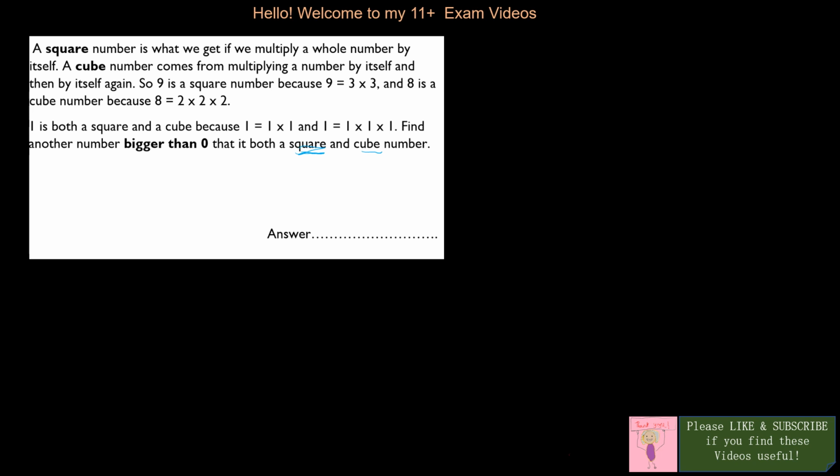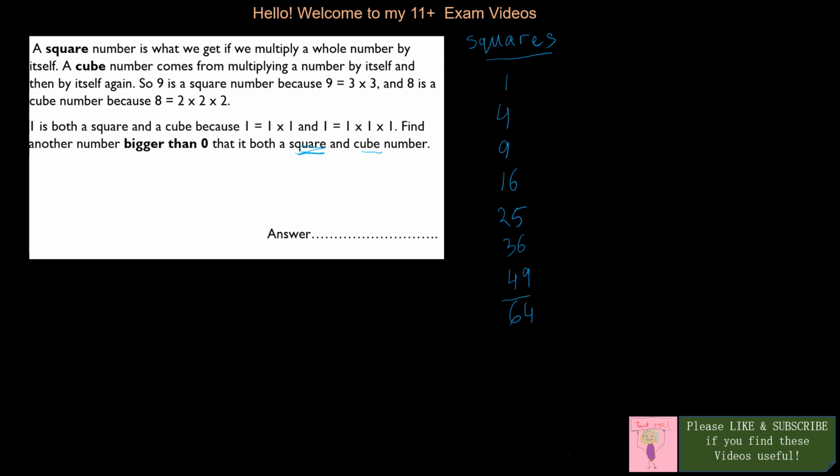We use squares more generally than we use cubes, so I will start with the squares first. Let me list out the squares. So which are the squares? We have 1, then 2 squared is 4, 3 squared is 9, 4 squared is 16. Is it a cube? No. 5 squared is 25, 6 squared is 36, 7 squared is 49, 8 squared is 64.